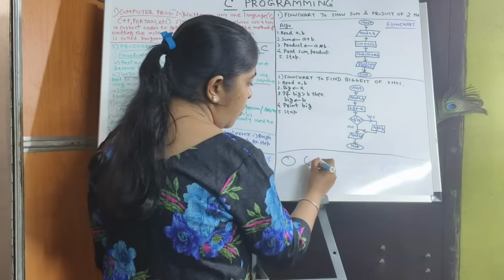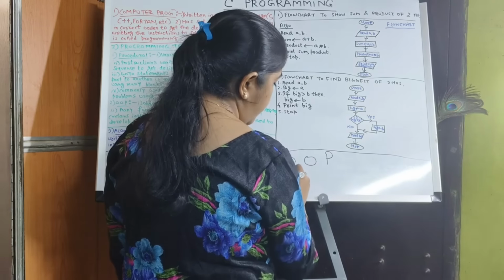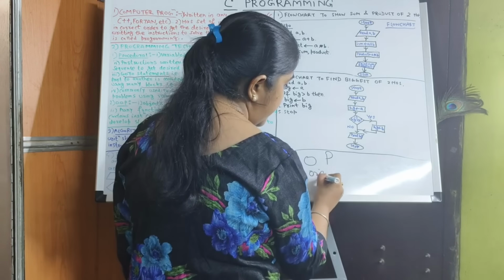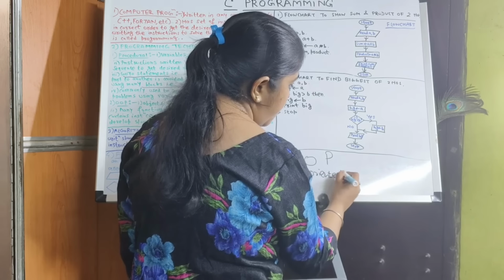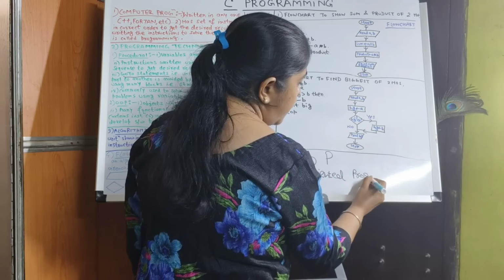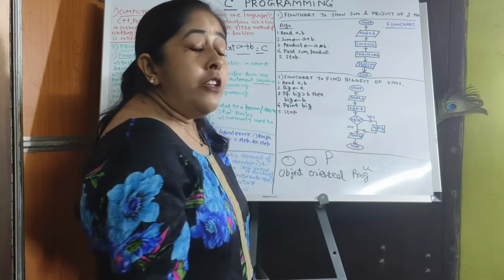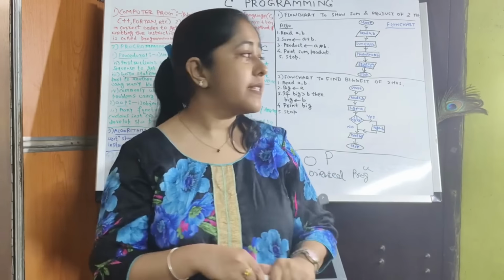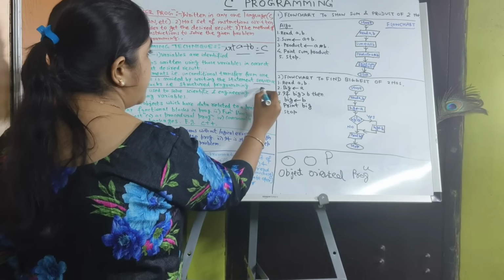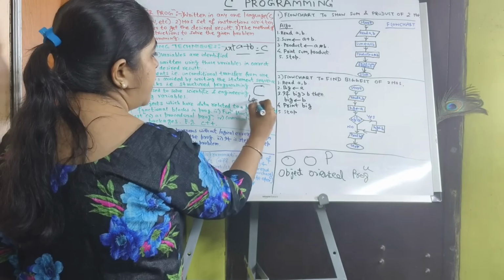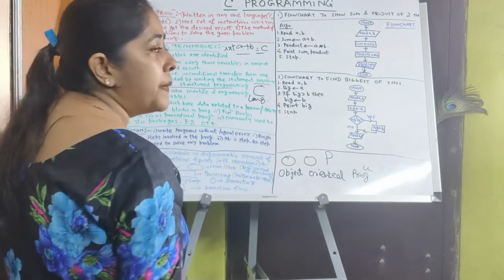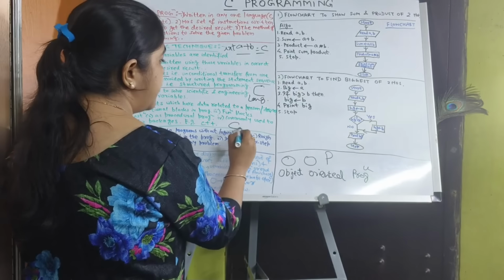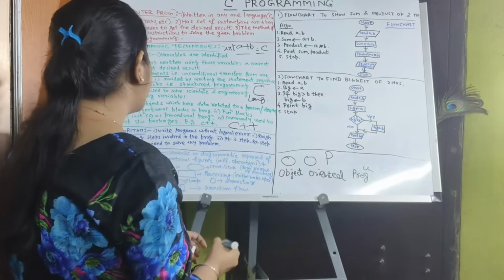OOP is object oriented programming, right? Object oriented programming. So what is object oriented programming? When we are talking about C++, the basic example of procedural language is C language. Okay, C language is the basic example of your procedural language. Now here, what is the example? That is C++, Java, etc.